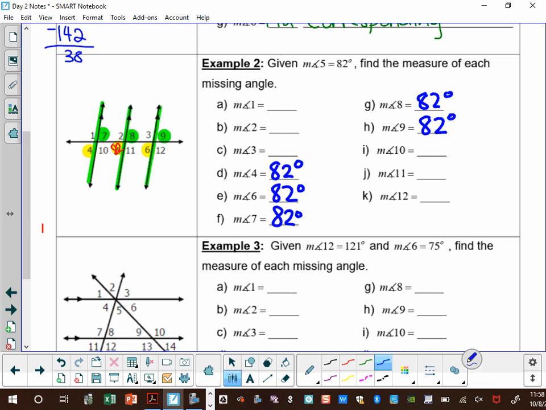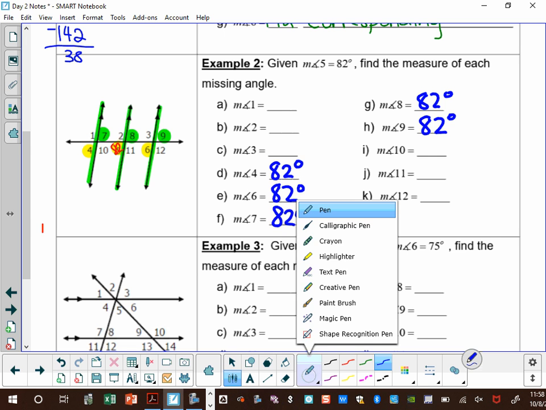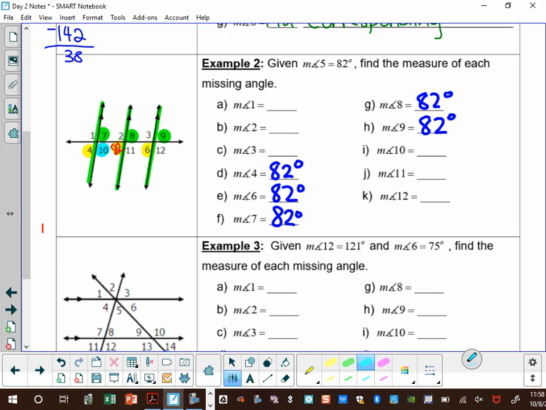All right, now do you guys see that, let me highlight this. 10, 11, 12, so the blue dot and the yellow dot create linear pairs, right? So those two numbers together have to equal 180. We already know that angle 4 is 82. How can I find angle 10? Chris, what are you typing in? 82 plus 82. Why would you do that? Oh, no, you've got to subtract.